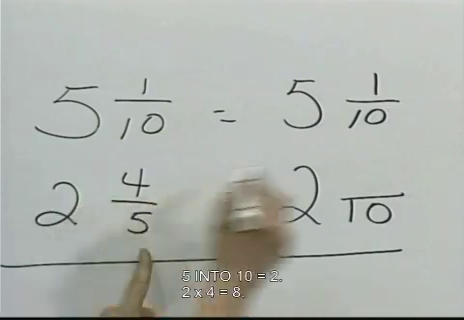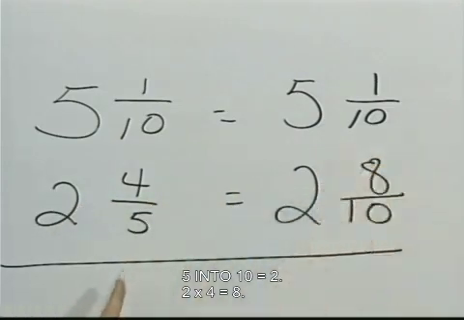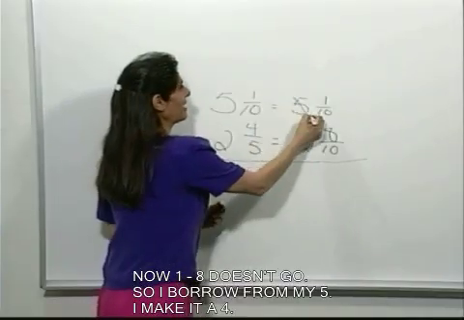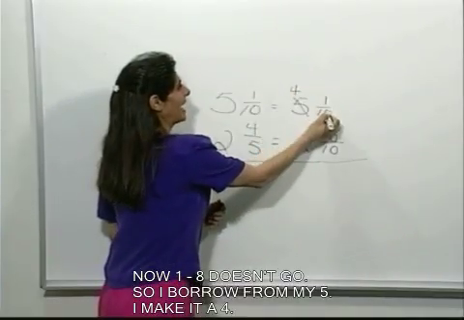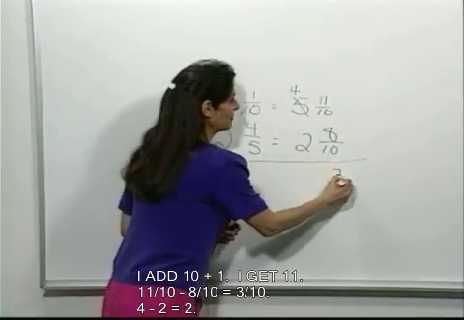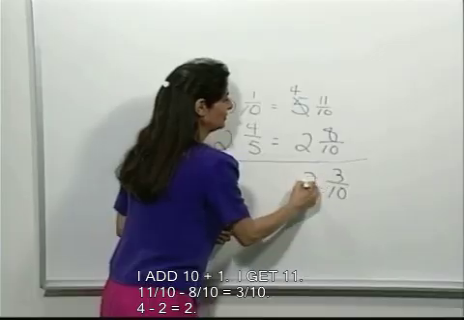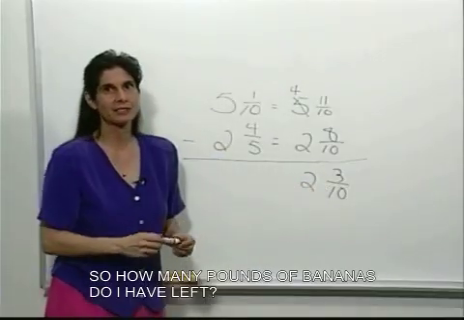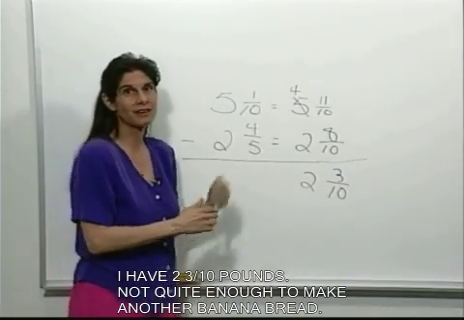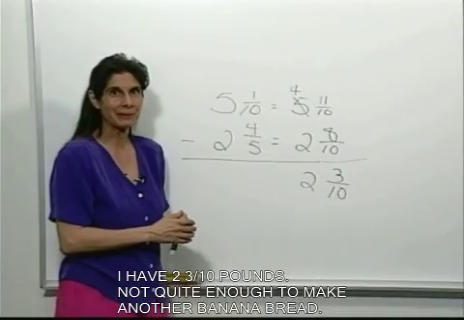5 into 10 is 2. 2 times 4 is 8. Now 1 minus 8 doesn't go, so I borrow from my 5. I make it a 4. I add 10 and 1. I get 11. 11 minus 8 is 3/10. 4 minus 2 is 2. So how many pounds of bananas do I have left? I have 2 3/10 pounds. Not quite enough to make another banana bread.